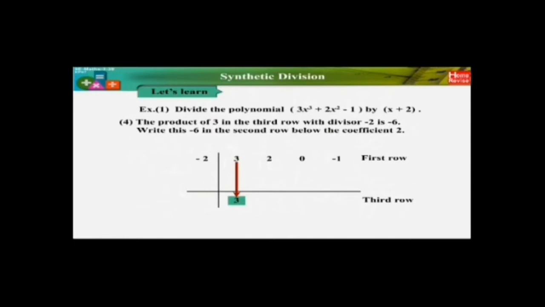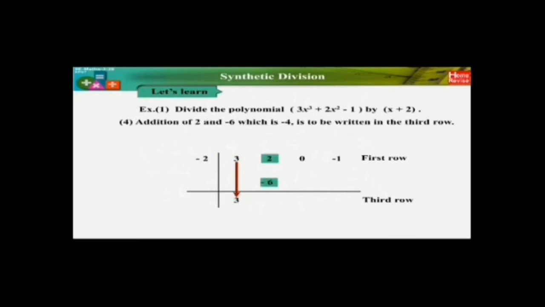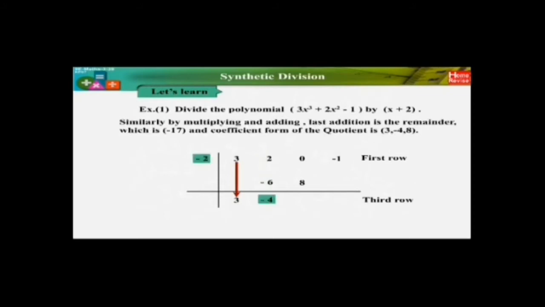The product of 3 in the third row with the divisor minus 2 is minus 6. Write this minus 6 in the second row below the coefficient 2. Addition of 2 and minus 6, which is minus 4, is to be written in the end. Similarly, by multiplying and adding, the last addition is the remainder, which is minus 17, and the coefficient form of the quotient is 3, minus 4, 8. So the quotient is 3x square minus 4x plus 8, and the remainder is minus 17.